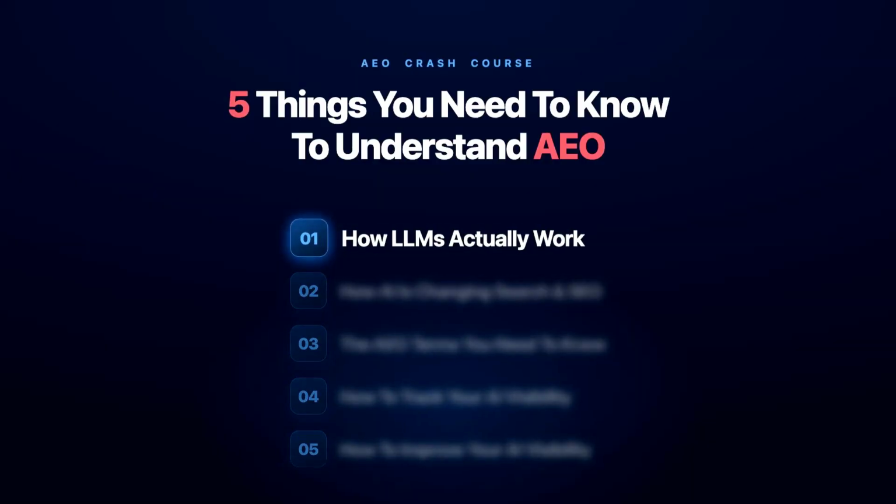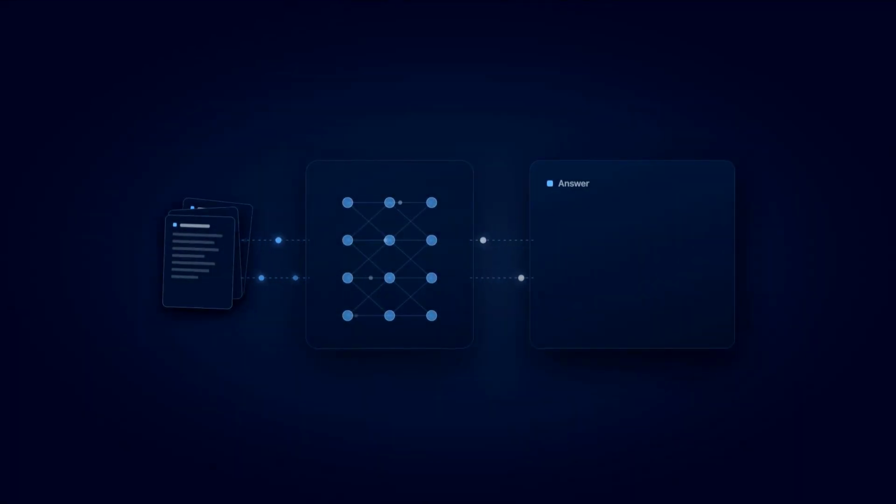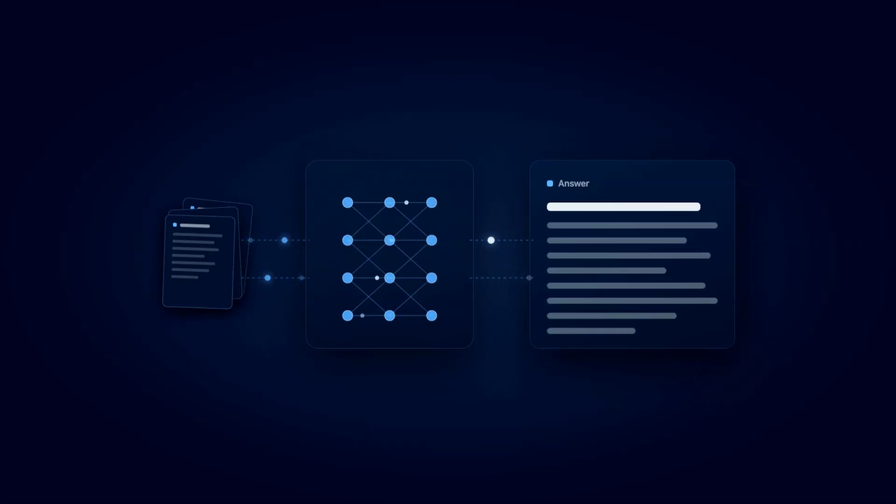So what are LLMs and how do they work? Let's start from the basics. LLM stands for Large Language Model. That sounds technical at first, but the idea is pretty straightforward. It's a type of AI trained on huge amounts of text so that it can understand patterns in language and generate useful answers. Think of it as an advanced autocomplete running on probability.